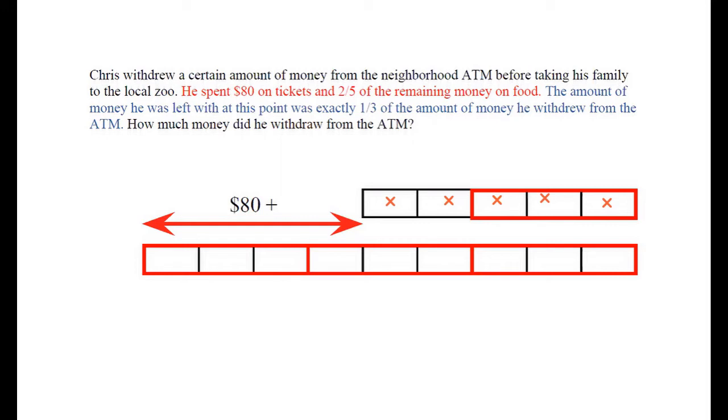Okay, so now if that's the case, these 4 rectangles must represent $80. That means each rectangle must represent 80 divided by 4, or $20. We have it. If each rectangle represents $20, I'm going to erase some of this if I can.